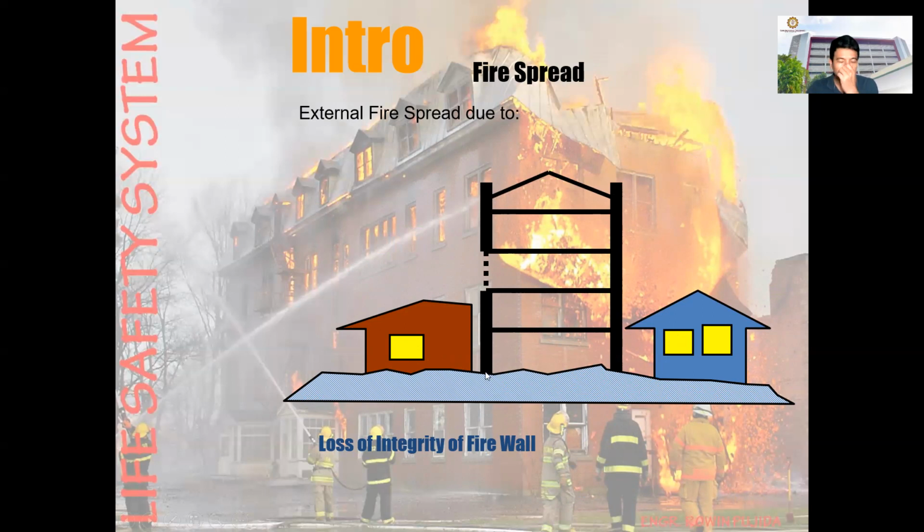So normally you can have a firewall. If you have to construct a firewall, it should be 6 inches thick, so that maybe you can have at least 5 hours before the fire will go through your building. The loss of integrity of firewall. So normally a firewall should not have any opening.